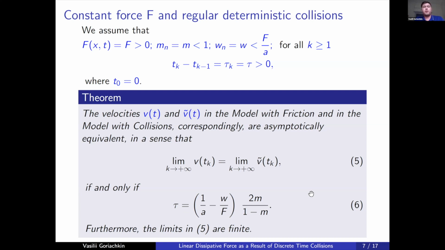After that, we could ask ourselves, what if the time between collisions is random, for example? Firstly, I should mention that if the mass of the particles is really small, going to 0, then the time tau between collisions is also of order m. So the masses and the time between collisions have the same order here.